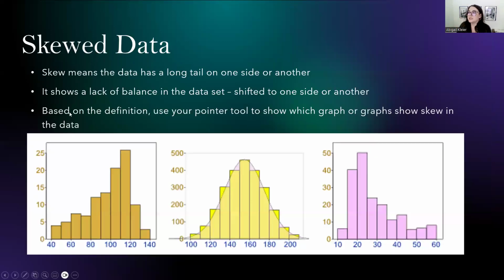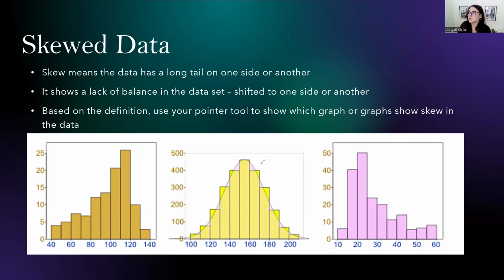Now, once you're given a data set, it's important to be able to identify, especially visually, if you're given it in graph form, like you can see on the screen here, if your data is skewed. So skewed data means that there is a tail from one side or another. The other best way to describe the way that skewed data looks is something that's not balanced or not even. So if we see something that's skewed, we would see something that is shifted to one side or another, not something that has balance within the graph.